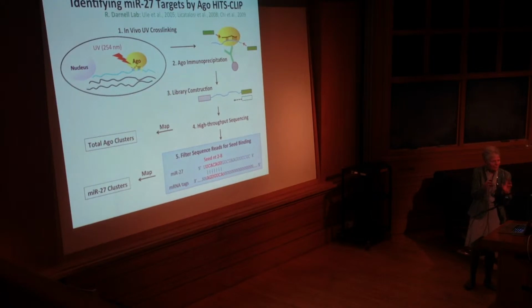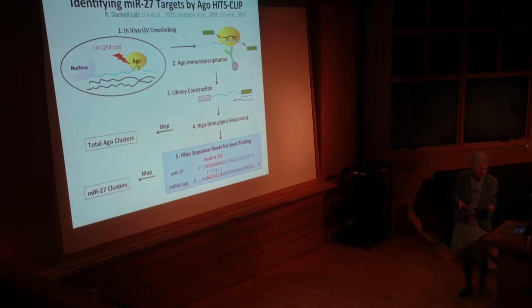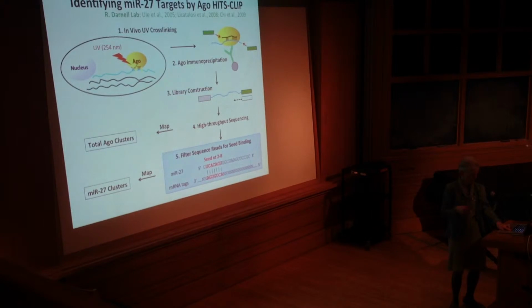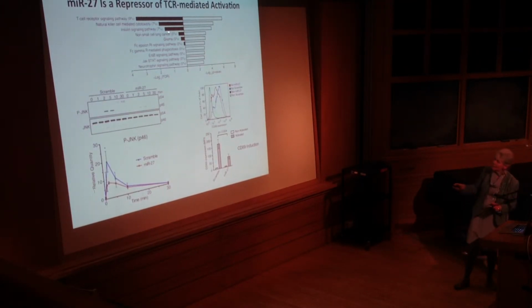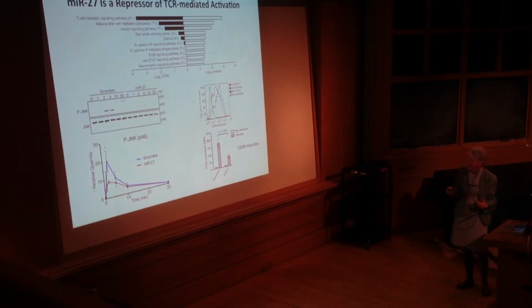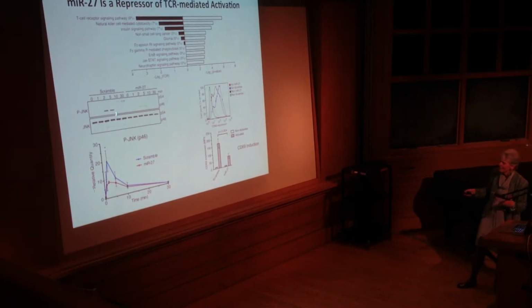Most of the target sites, 52%, were in the 3' UTRs. And when one did GO analysis, gene ontology analysis, on those messenger RNAs, it turns out that the most abundant class were in the TCR receptor signaling pathway. So this was sort of what we expected, and we're very gratified to see this. What the other panels on the slide show is that miR-27 does indeed appear to be sort of a pleiotropic repressor, as I'll show you, of TCR-mediated T-cell activation.